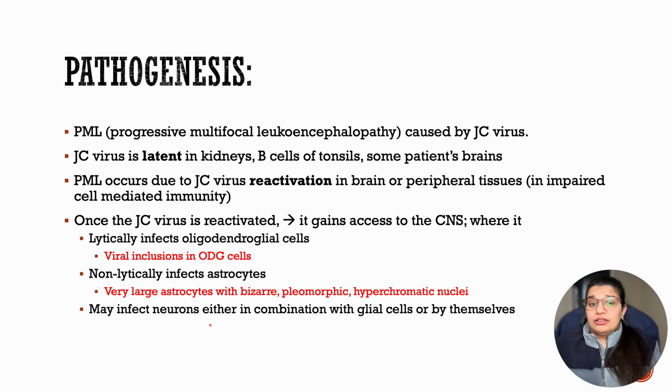So it can also infect the neurons, in combination with the glial cells or by themselves. So this is how the infection occurs. Either oligodendroglial cells are affected, or astrocytes are affected, or glial cells are helping in the whole process, or maybe it can occur by themselves. So this is how the disease occurs.